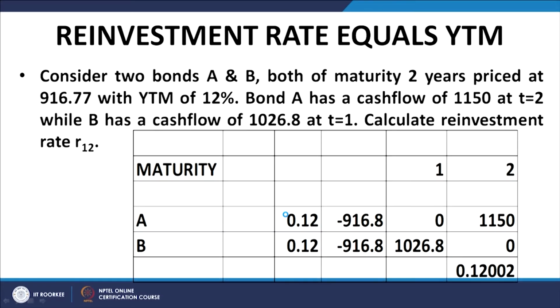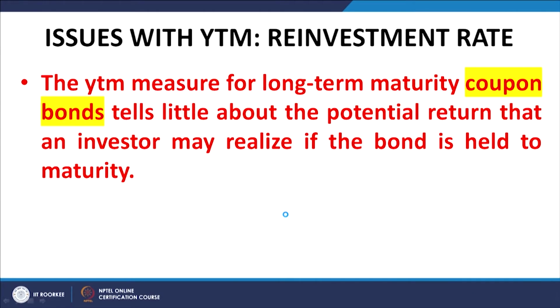In other words, the cash flow at T equal to 1 is invested precisely at the YTM to arrive at the cash flow at the end of year 2. So, this example clearly illustrates the assumption that when we calculate the YTM, we impliedly assume that all the cash flows during the life of the instrument are reinvested at a rate equal to the YTM of the instrument.